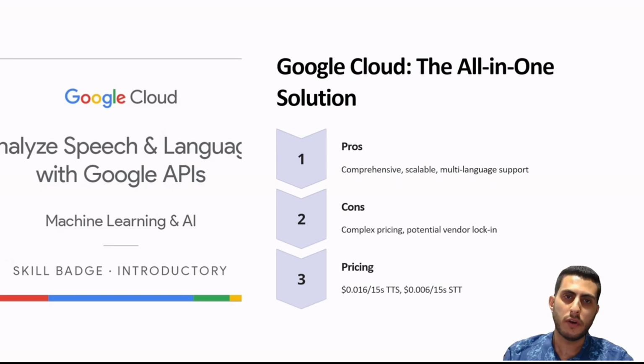Now, Google Cloud offers a comprehensive suite of natural language processing services with advantages and some drawbacks, of course. First of all, we found out that it's pretty scalable and supports multiple languages. It offers high quality and well documented APIs, and it also provides consistent performance across all three functions. However, the processing can become complex as you scale your project.